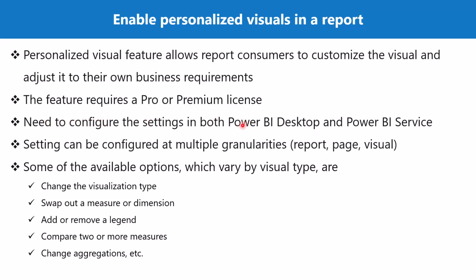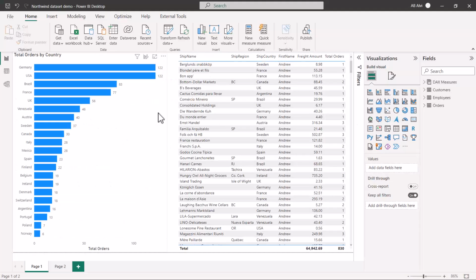So let's go to Power BI and see first where we need to configure the settings in Power BI Desktop, then what are the options that we can change in a report, and then we will go and configure some of the settings in Power BI service and see what options are available there. So let's go to Power BI Desktop first. I'm in Power BI Desktop and I have opened the Northwind dataset demo Power BI file, which has been provided as part of the supporting material.